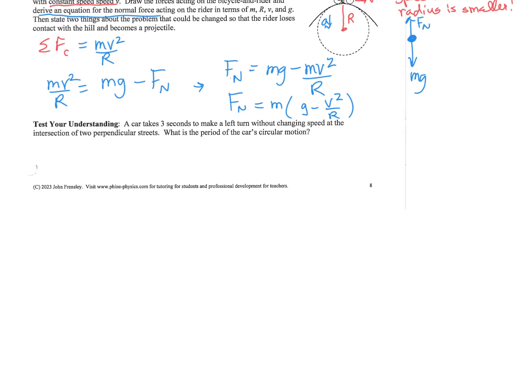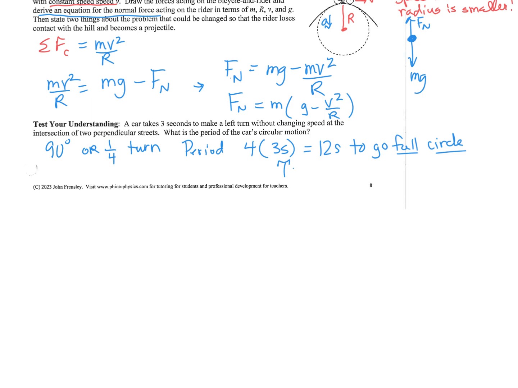If it takes the car 3 seconds to make a left turn without changing the speed, what's the period of the car's circular motion? 3 seconds to make the turn. Well, if it's making a left turn, that is 90 degrees or a quarter turn, correct? The period would be the amount of time it takes to make an entire 360. So there are 4 quarter turns, 4 times that 3 seconds, so it takes 12 seconds to go all the way around. So our period is 12 seconds.